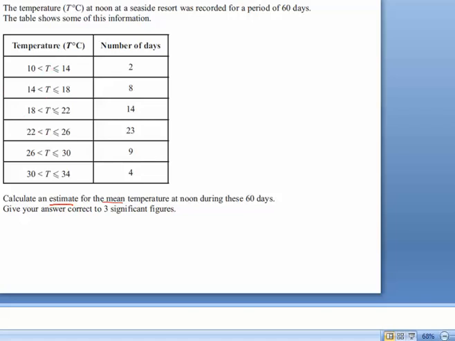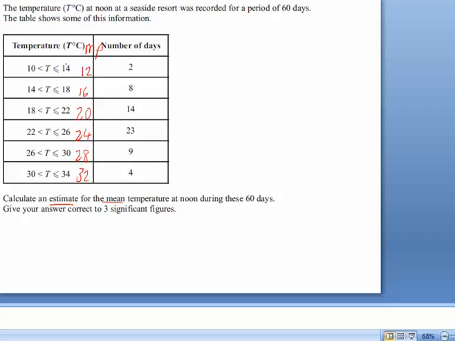It's an estimate for the mean because I can't times this group by a frequency, therefore I have to take the midpoint of the group as a representation. I'm going to write my midpoints here. We've got 12, 16, 20, 24, 28 and 32.